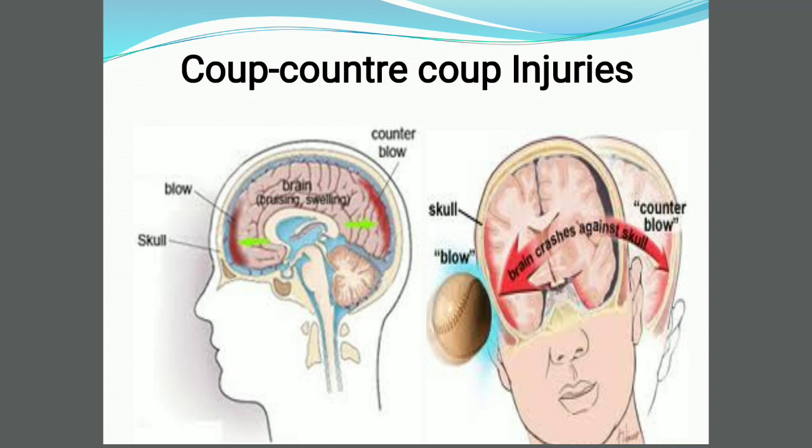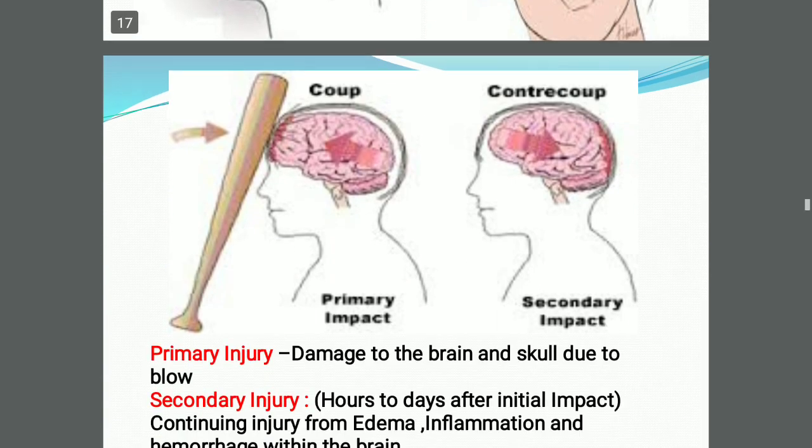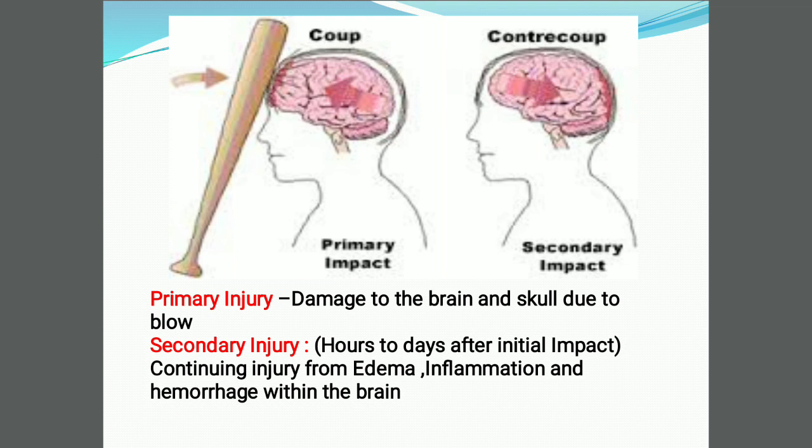Now in coup-contrecoup, two things happen: the primary injury and the secondary injury. In the primary injury, there is damage to the brain and skull due to the blow. Secondary injury is the hours to days after the initial impact, when the injury continues from edema, inflammation and hemorrhage within the brain.